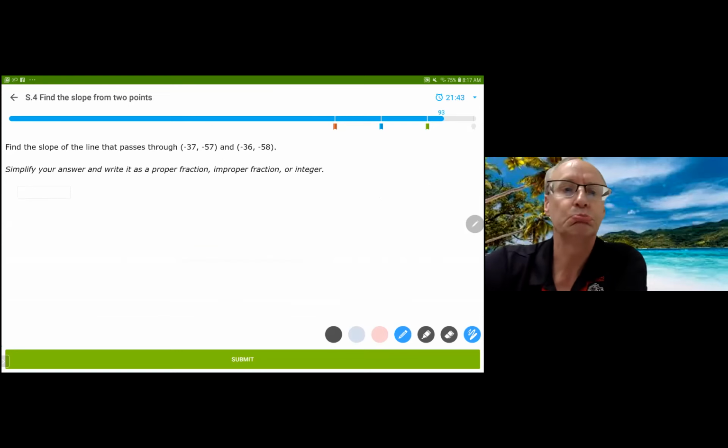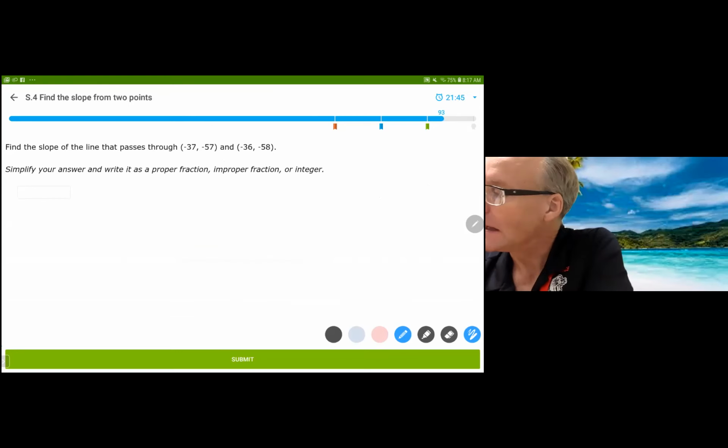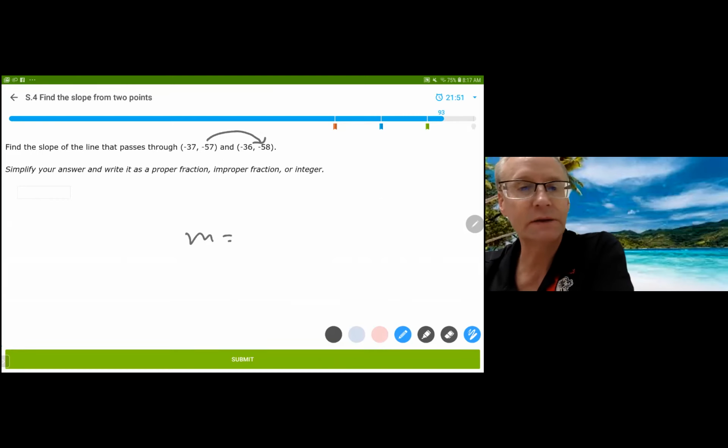All right, so we've got, I'm going to go this way for a reason. That's going to give me a slope. When I take negative 57 plus 58, I get a 1. And negative 37 plus 36 is negative 1. So that's just negative 1.